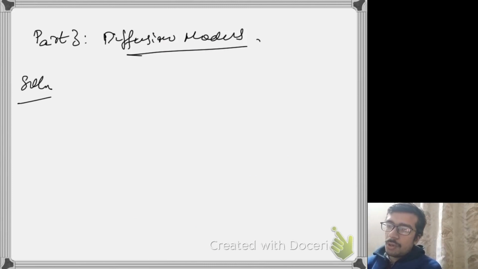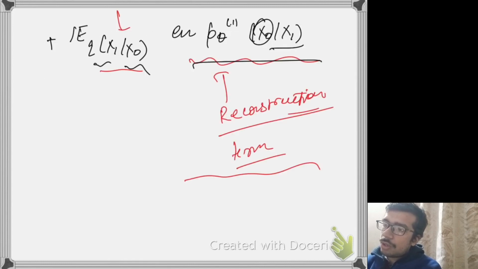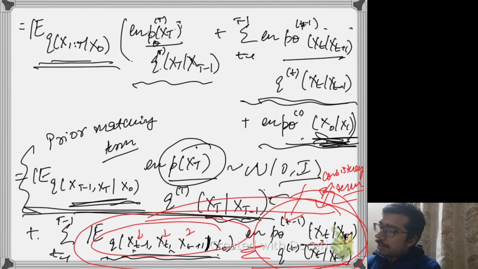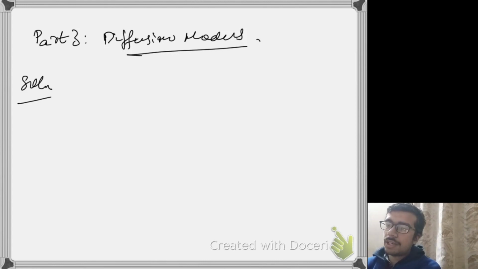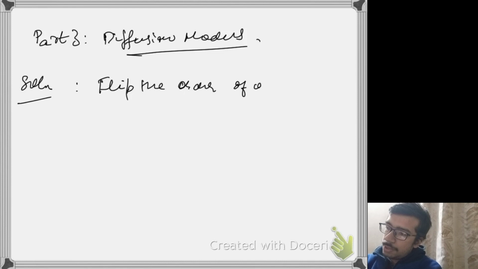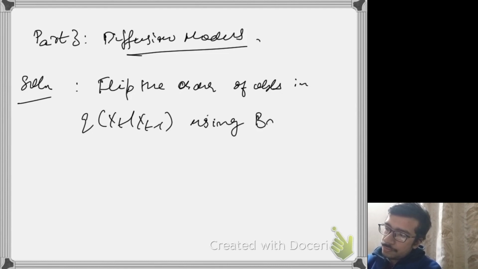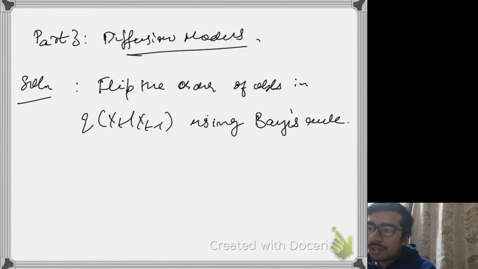So the solution to the previous problem is that we'll have to flip the order of variables in xt given xt minus 1. The reason is that if both the numerators and denominators have xt conditioned on the same latent variable, then it will be easy to perform this expectation, because then we'll have the same set of two variables over which we need to compute the expectation. So the idea is that we need to flip the order of variables in q xt given xt minus 1 using Bayes rule, right? So using this Bayes rule, we need to flip the order of variables over here.